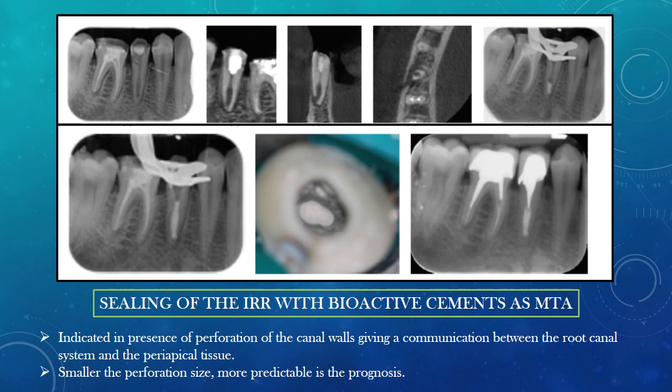Sealing of the internal root resorption with bioactive cements such as MTA is indicated in the presence of perforation of the canal walls, giving a communication between the root canal system and the periapical tissue. In such cases, MTA is used as a filling agent and it is packed at the root canal or the perforation level, and the smaller the perforation size, the more predictable is the prognosis. This is done so that the communication between the root canal system and periapical tissue is completely closed and there is proper healing of the perforated area.